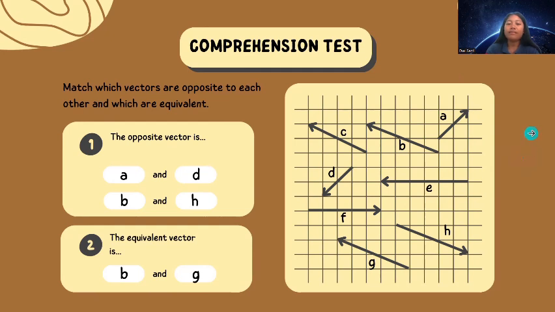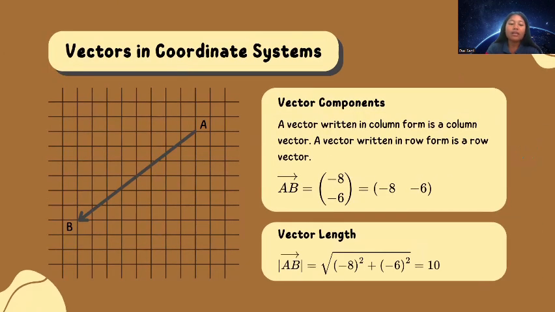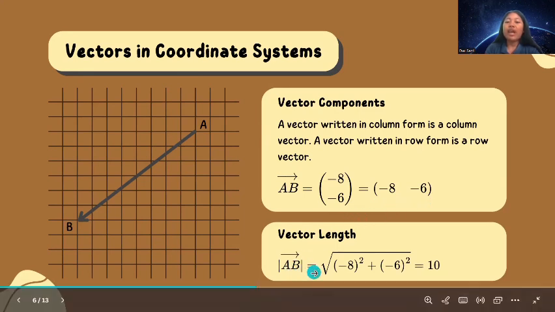Next, what is a vector on a coordinate system? We can write it in column form. For example, vector AB equals (-8, -6). We can also calculate the vector length using the Pythagorean theorem. Magnitude of vector AB equals the square root of (-8) squared plus (-6) squared, which equals 10.